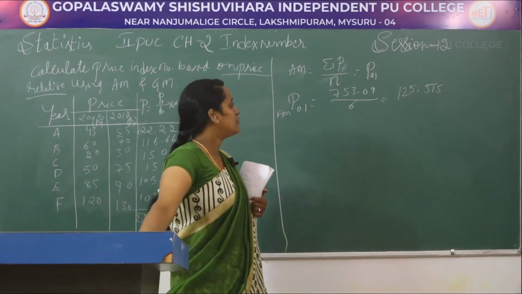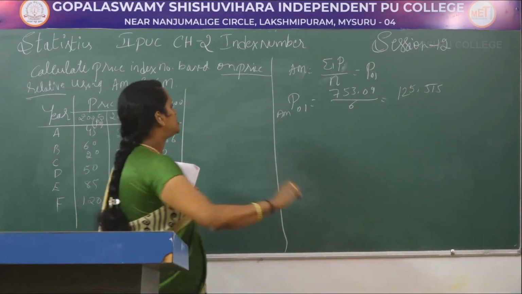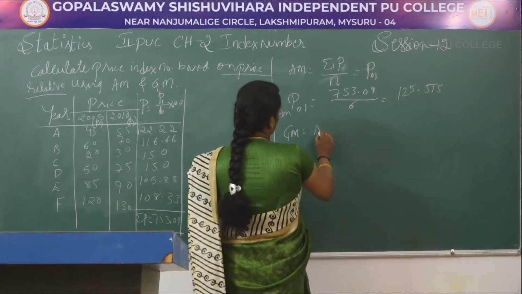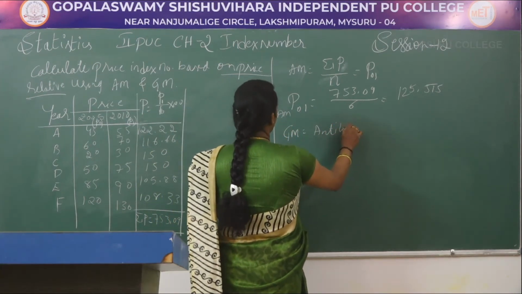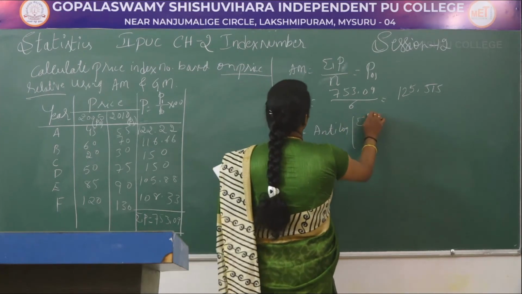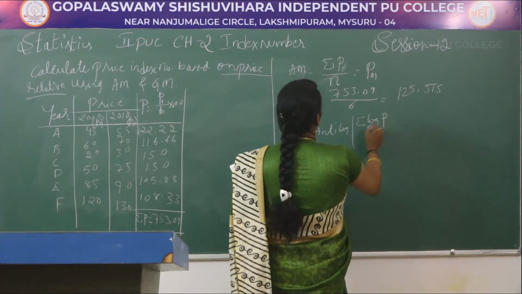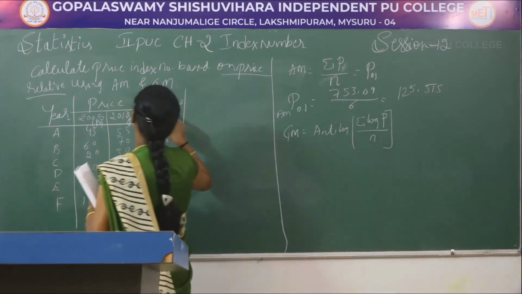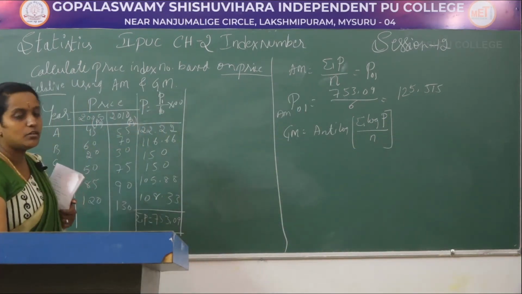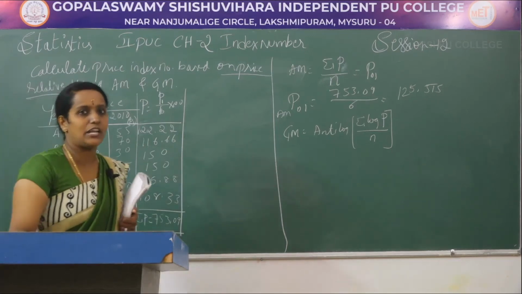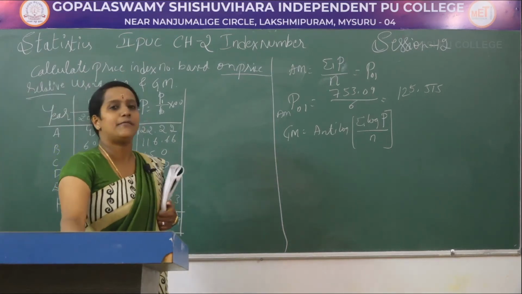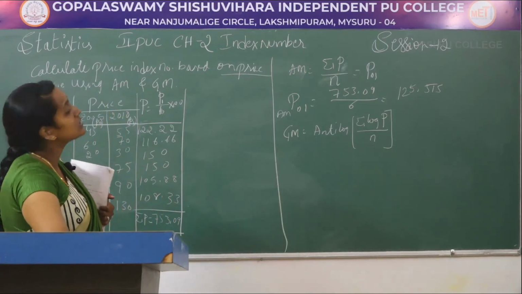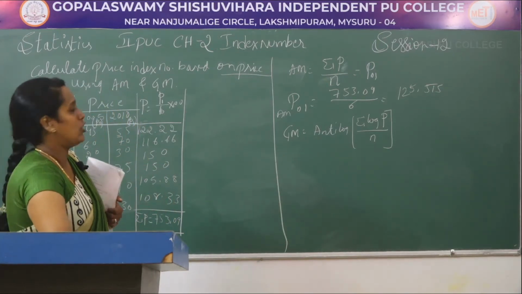125.515. This is for AM. For GM, GM is equal to the anti-log of the summation of log P divided by N. We have already calculated capital P, that is the price relative. For that we have to calculate the log values, then divide by the total N, the number of observations, and then take the anti-log.